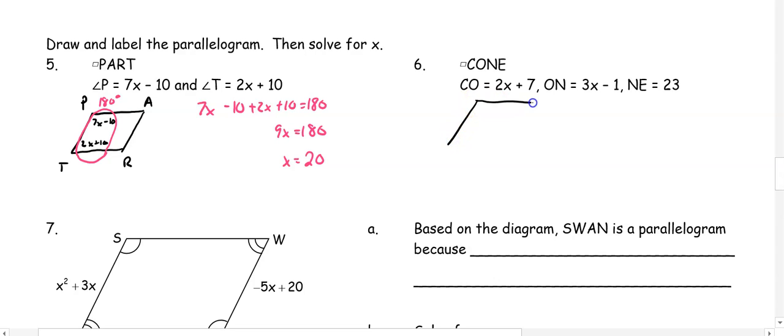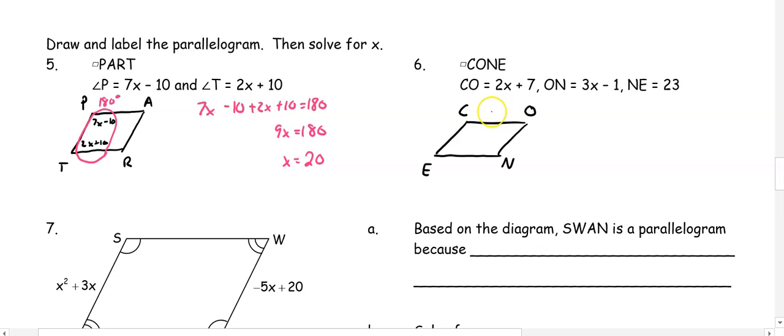In number 6, again, we want to label our parallelogram in a circular motion. We cannot skip. We can't go like C-O-N-E. That's not correctly naming it. Okay, we have to go in order. So C-O-N-E. Okay, I always just go clockwise. You can also go counterclockwise.